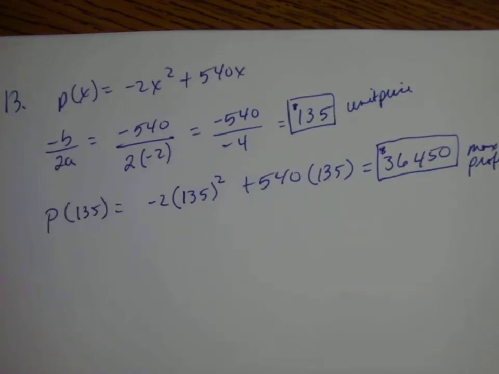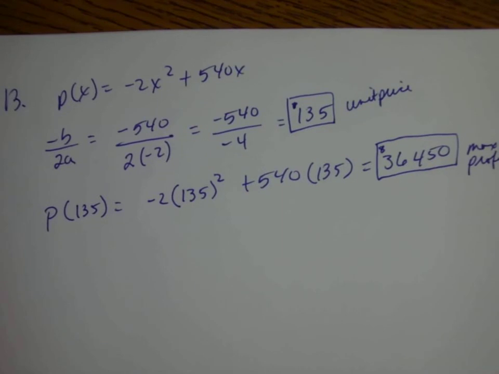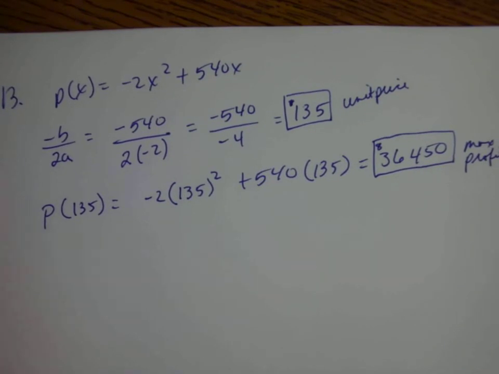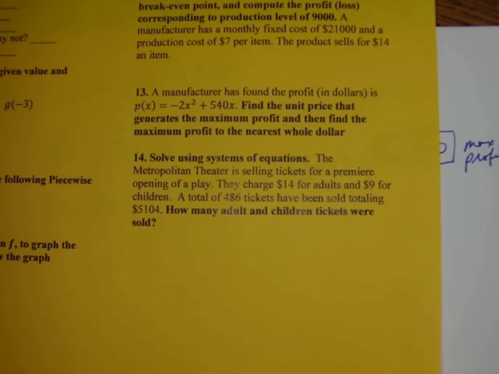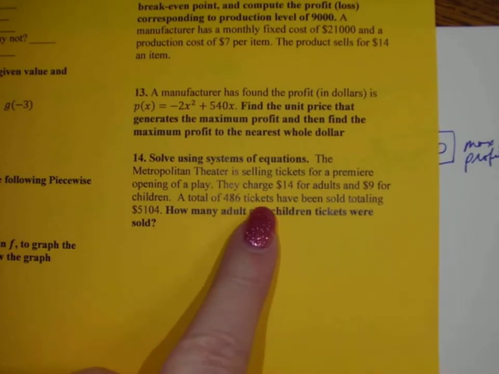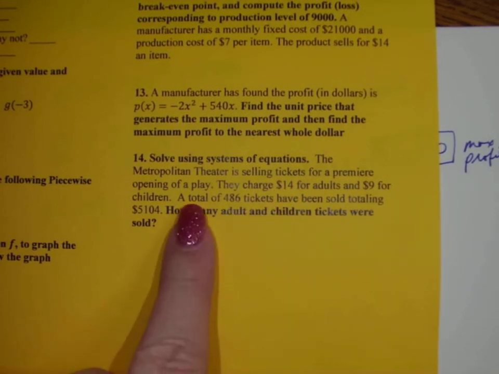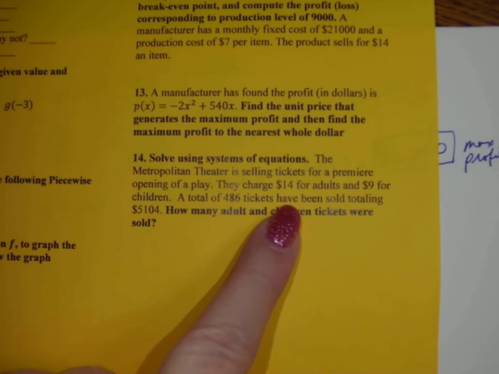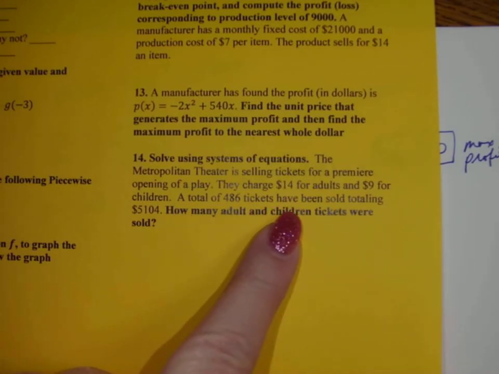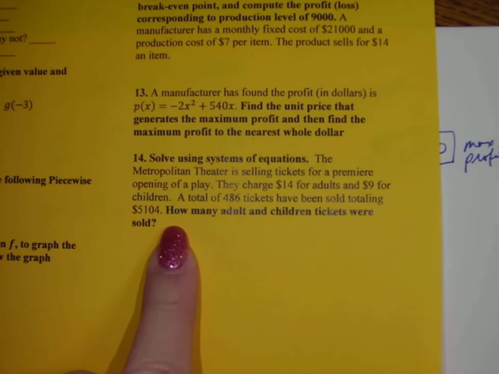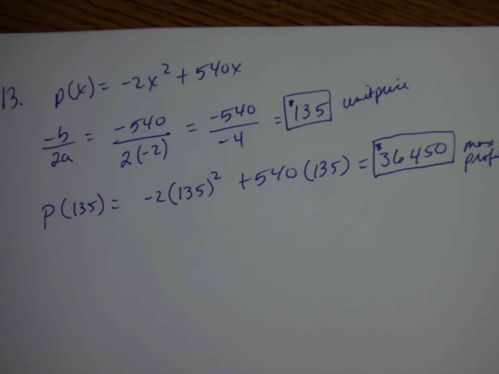All right, we have one more problem. All right, so on this one, solve using systems of equations. So that means this one didn't give us the system like we did earlier. You're going to have to make the system. The Metropolitan Theater is selling tickets for a premiere opening of a play. They charge 14 for adults, 9 for children. A total of 486 tickets have been sold, totaling 5,104. So how many adult tickets and children tickets were sold?